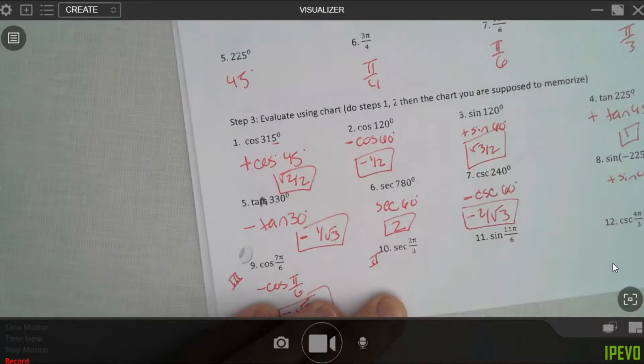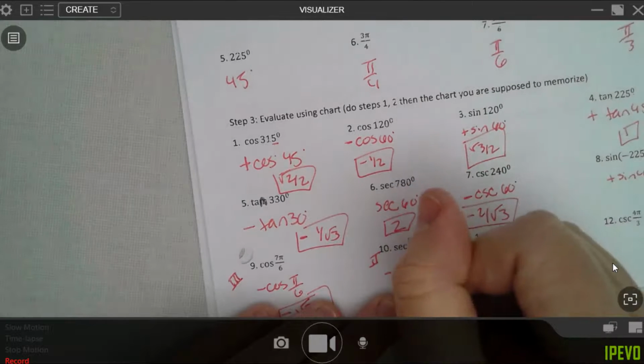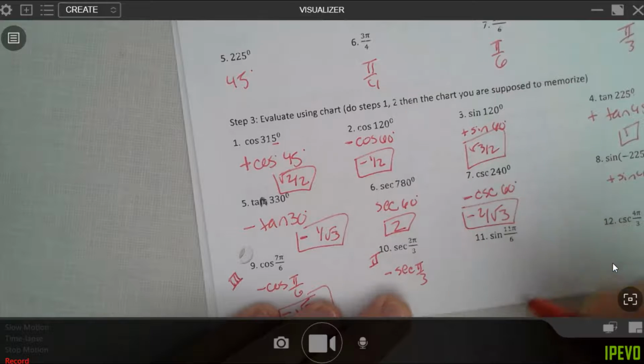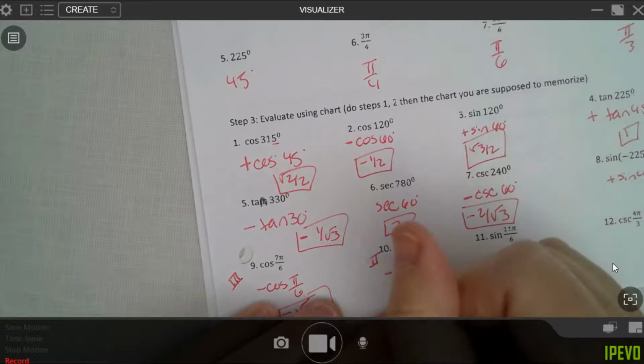All right, so this one here, secant, this right here is the second quadrant because it's almost 1 pi but not quite. So we're going to say negative secant of pi over 3. So that's cosine at pi over 3 flipped. So we get negative 2.